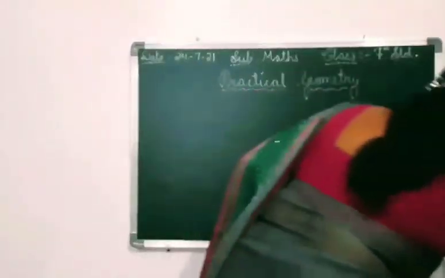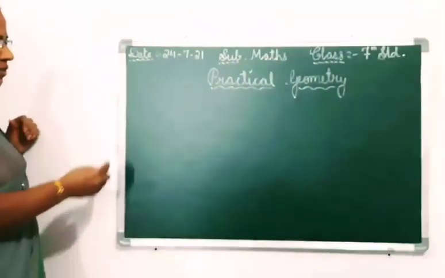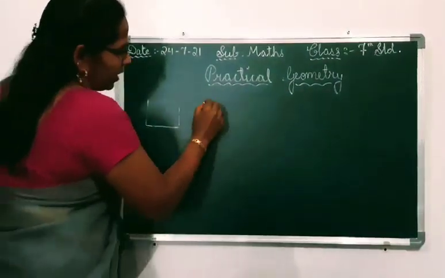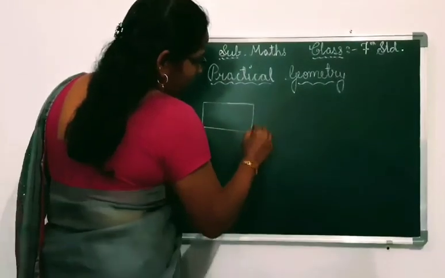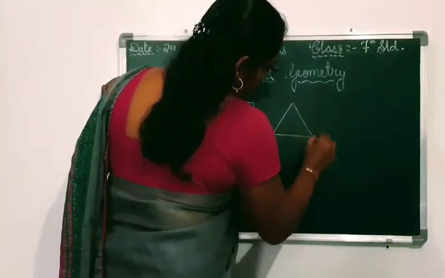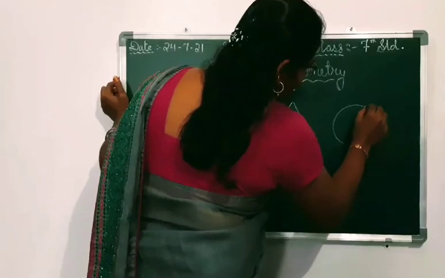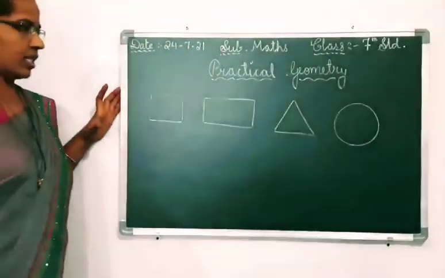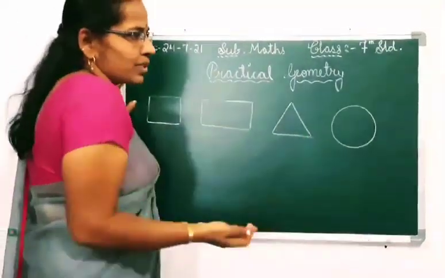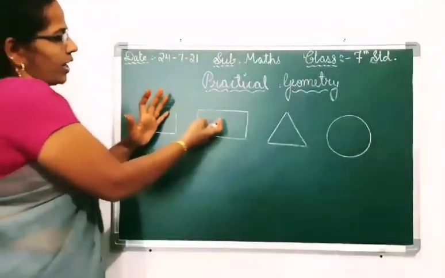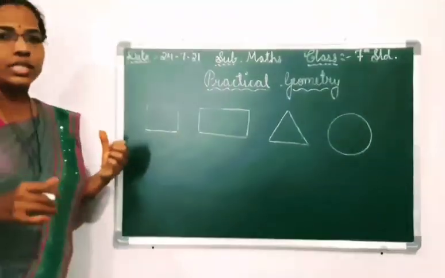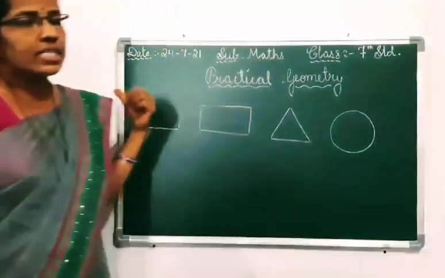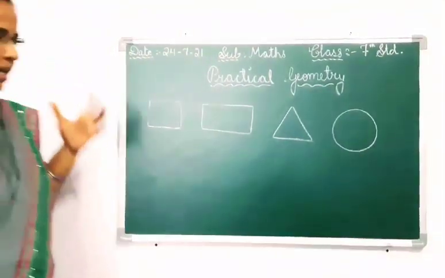Already you know, children, the basic geometrical figures. Which are the basic geometrical figures? Square, rectangle, triangle and circle. These are the basic geometrical figures. If we take the quadrilaterals, these two are known as quadrilaterals, and this is the triangle and this is the circle. In that also many types are there.